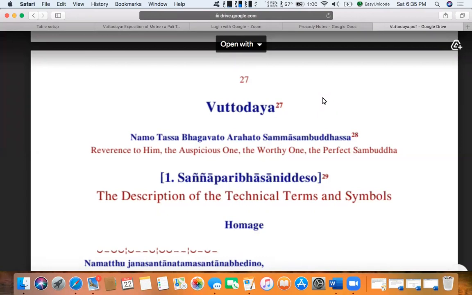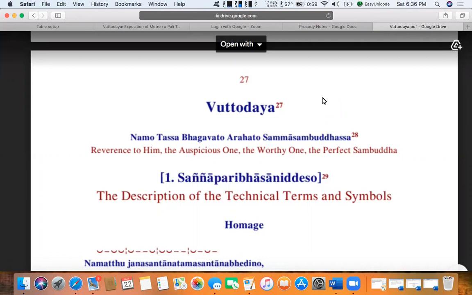So Vuttodaya is the Pāḷi prosody. Vuttodaya is a compound, a samasa. There are two words, Vutta and Udaya. Vutta means gatha. Vutta is a synonym for gatha, verse or stanza.